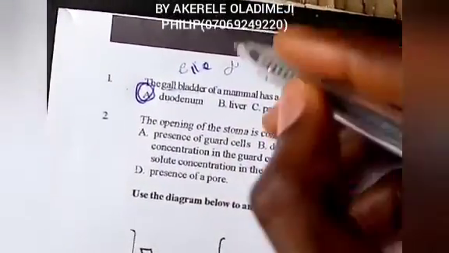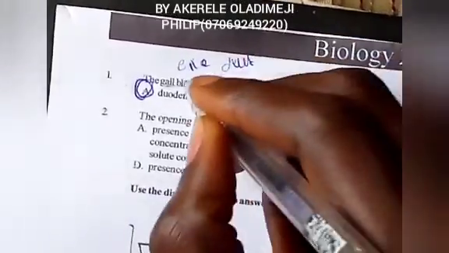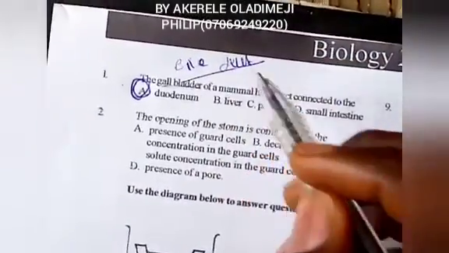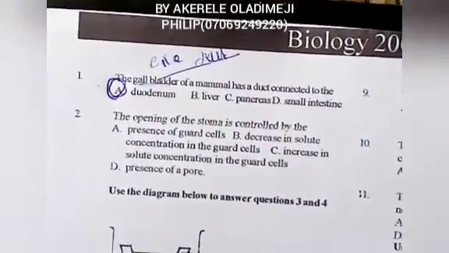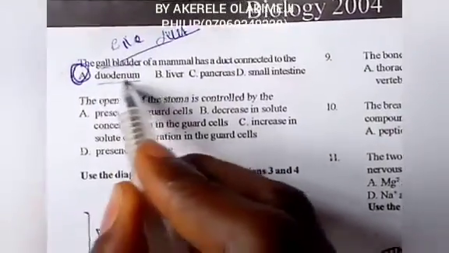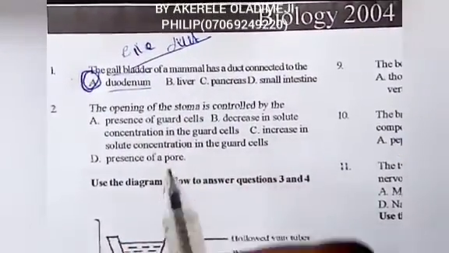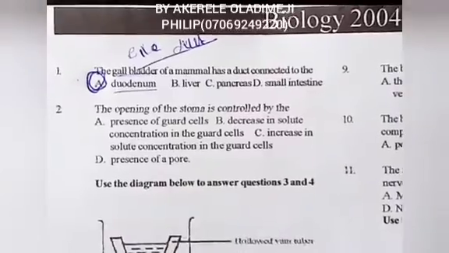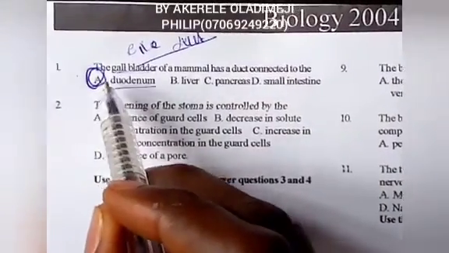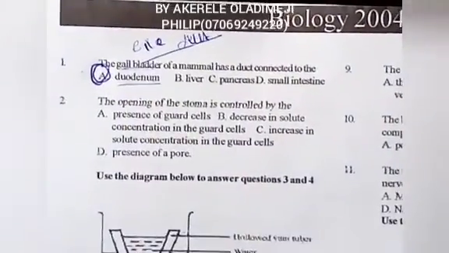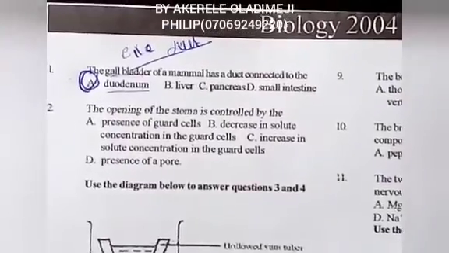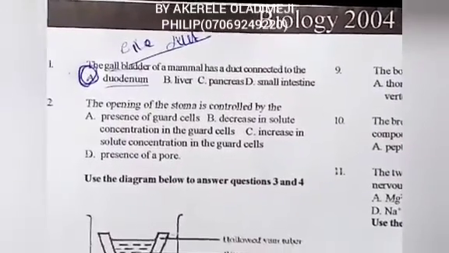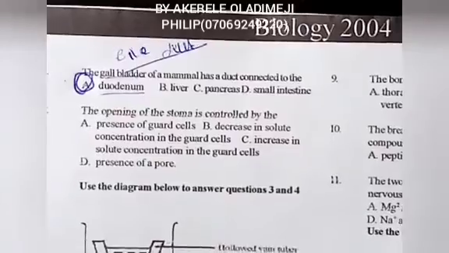So bile duct will empty bile, which is a secretion, into the duodenum, which is the first segment of what? Of the small intestine. So that is the answer: duodenum.